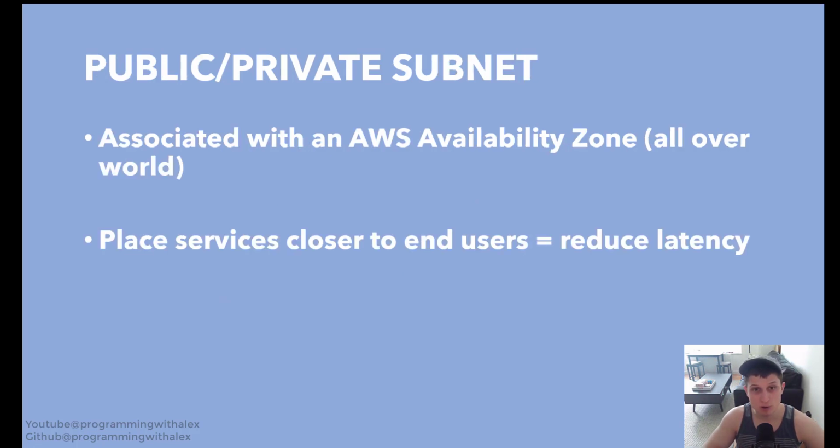So let's talk about public and private subnets. There's not too much to talk about here. It's pretty self-explanatory. The one thing you should be aware of with public subnets is they're associated with an AWS availability zone. Say US East 1, East 2, West 1, West 2. You want to pick the location for your Lambda function that's going to be closest to the server that you're trying to access to reduce downtime and latency.